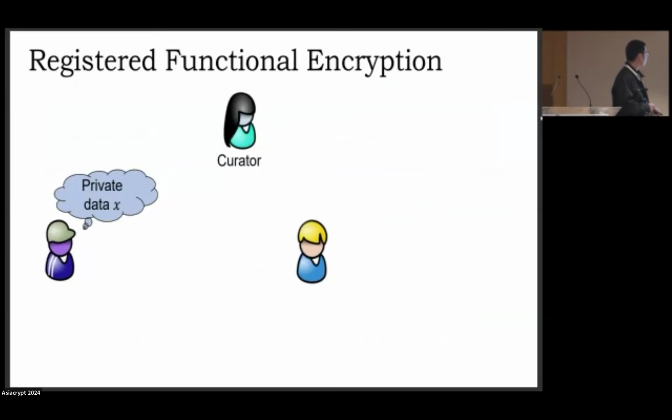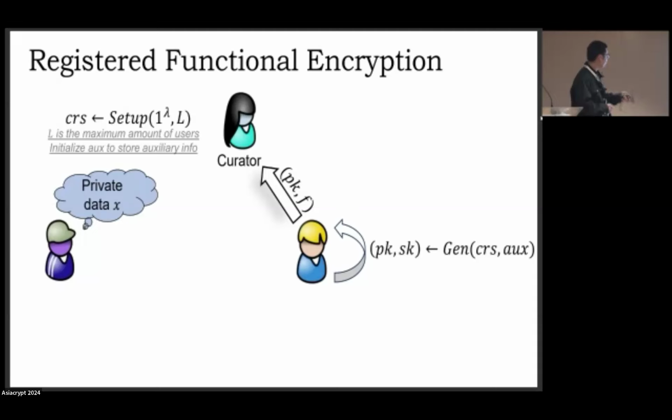To resolve this issue, a new primitive, registered functional encryption, is proposed. I will call it RFE for simplicity. Still, we have two parties, but the trusted authority is replaced by a filter. This filter is transparent. It just runs the setup algorithm to generate public parameters. Here it's called the common reference string, CRS, and L is the maximum number of system users. So this filter will not keep any secrets.